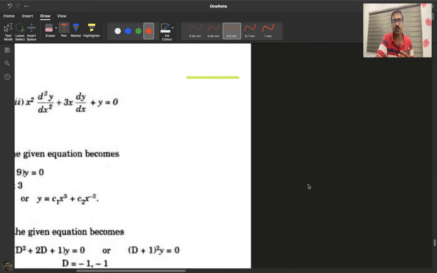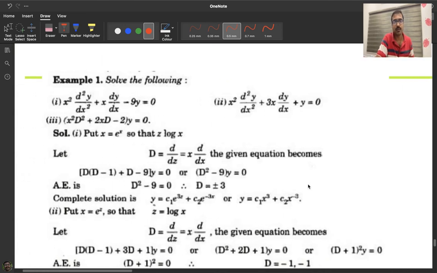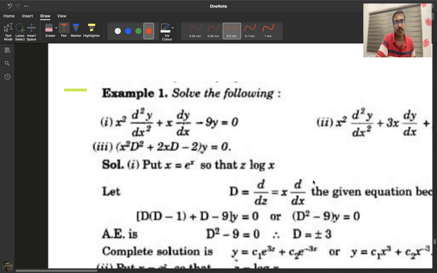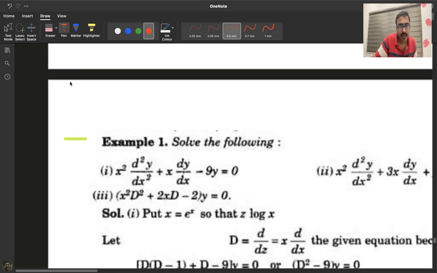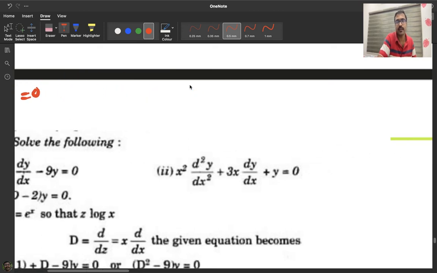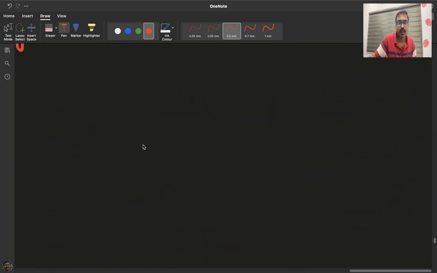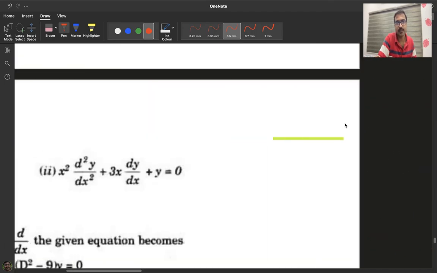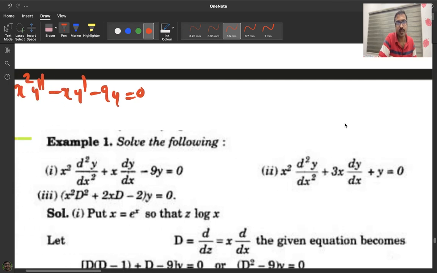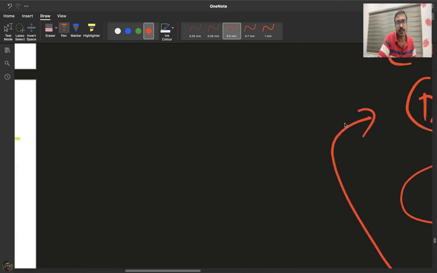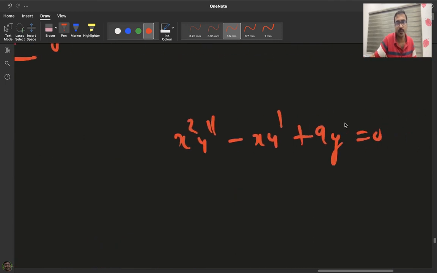Now let us do a problem to understand this. Suppose you are given a question like x square into y double dash plus x into y dash minus 9y is equal to 0. That's the problem given here. So it is x square into y double dash plus x into y dash minus 9y is equal to 0.